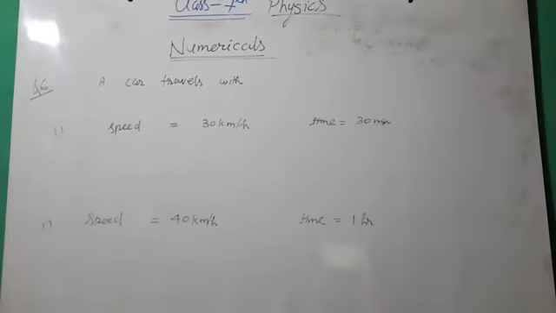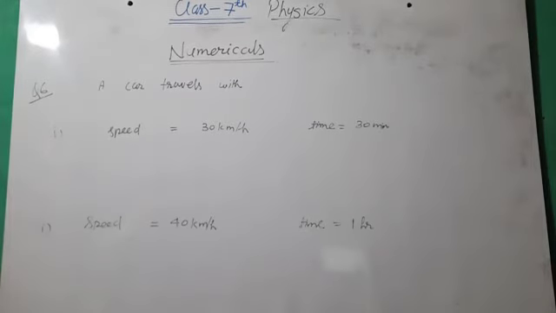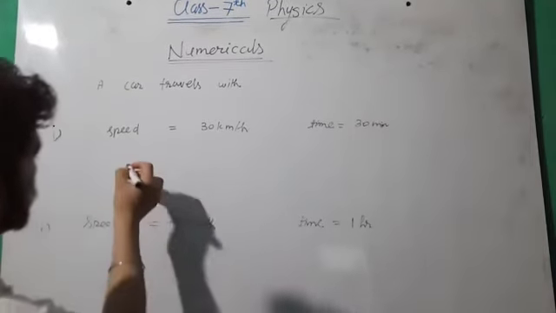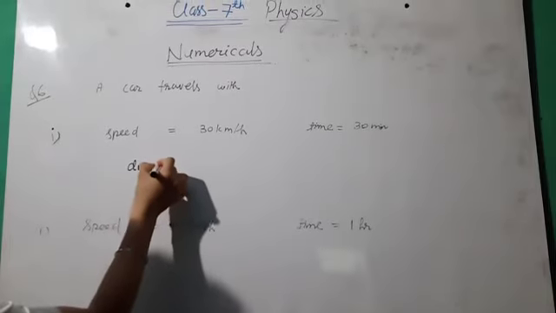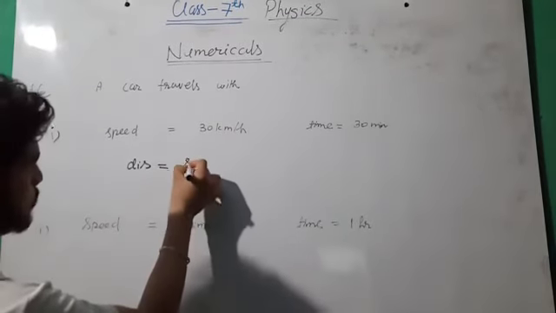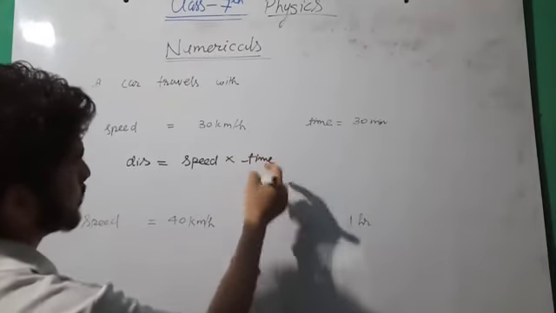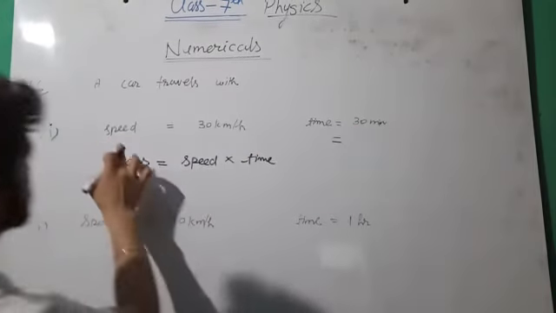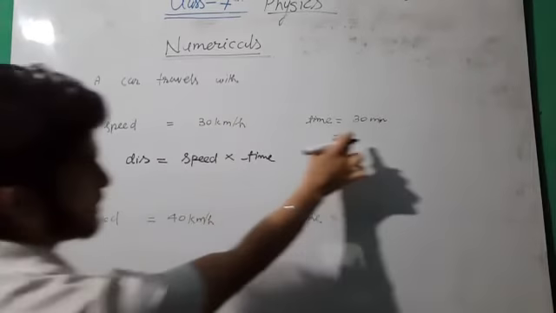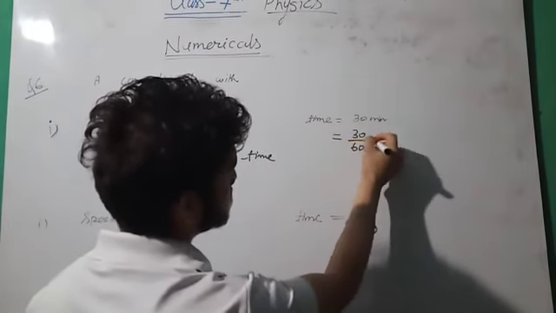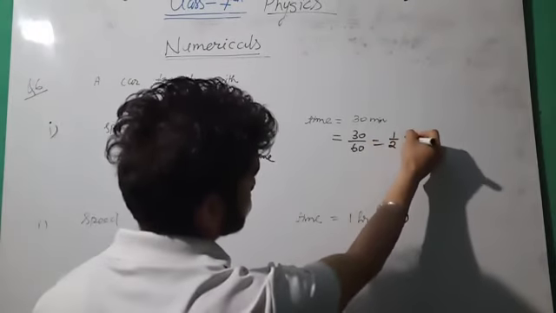Question number 6. The car travels with speed 30 km per hour for 30 minutes. In the first case, we have to find out the distance. Distance equals speed into time. Here, in the first case, the speed is 30 km per hour and time is 30 minutes. We can convert it into hours by 30 by 60, that is half hour.